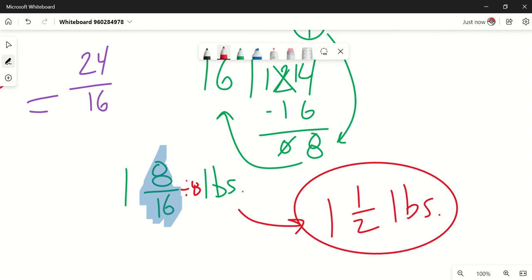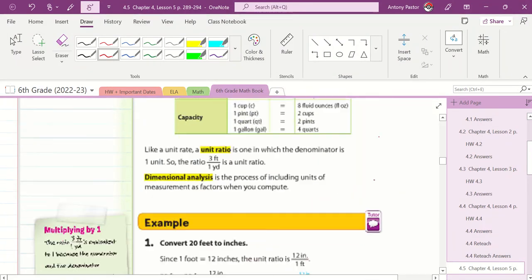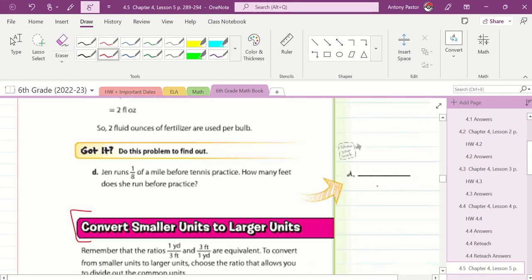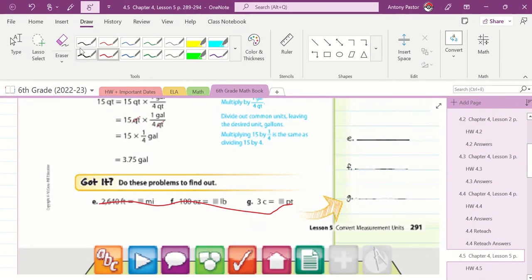Now I'm almost certain, my head hurts trying to explain the difference when we do a larger unit to a smaller unit and vice versa. And I know you guys are probably confused too. So I'm going to do something a little different than I normally do. We're going to ignore these. Actually, you know what? We're not going to ignore those. No. Let's at least do one of these. Let's do G really quick. Cups to pints.